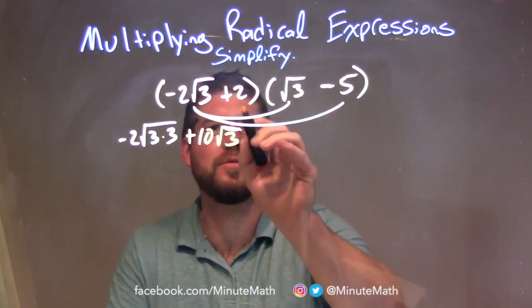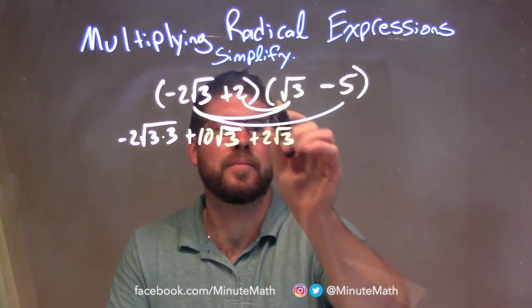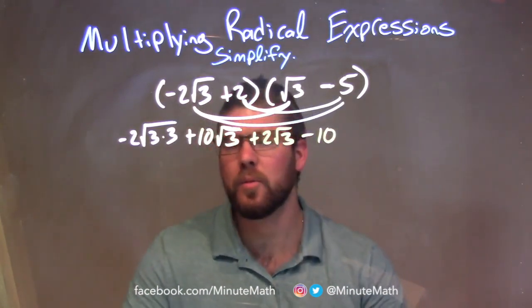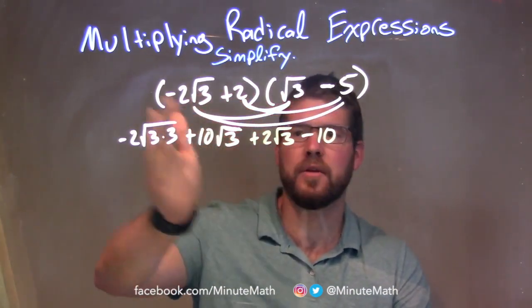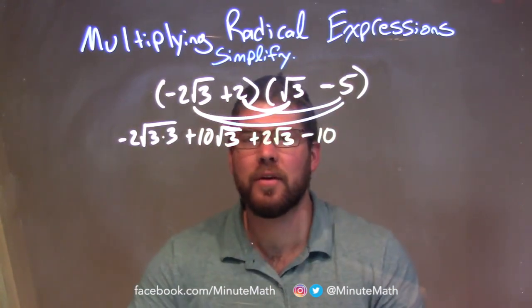So now let's work with the 2's. 2 times the square root of 3 is just 2 square root of 3. And 2 times minus 5 is a minus 10. So just like you would before, we just kind of multiply all parts here. Make sure you draw your arcs, make sure everything comes down. And now we just have to simplify this, okay?